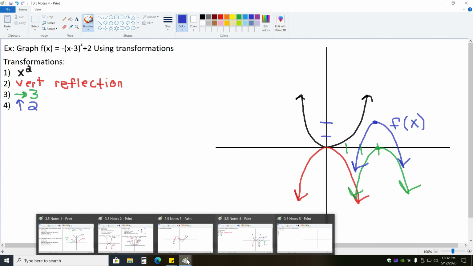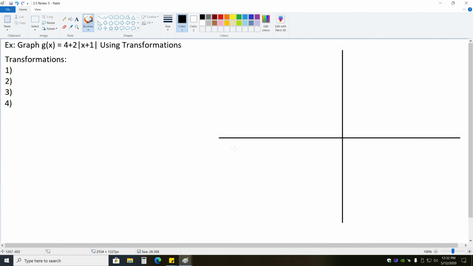So from here, let's go ahead and try this last problem. I want you to take a moment, pause the video, see if you can't graph g of x equals 4 plus 2 times the absolute value of x plus 1 using this transformation method.